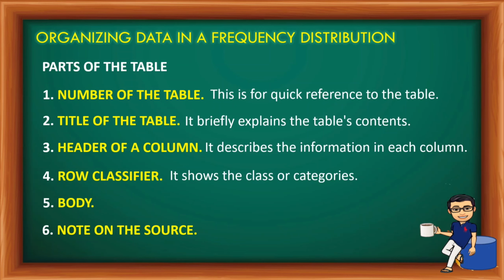Row classifier, it shows the class or the category. So dito, isusulat na natin sa row classifier yung classification. For instance, mga classes yung ilalagay natin between 1 to 5, 6 to 10, 11 to 15, and so on. Or the categories. Halimbawa, yung mga fruits, yung categories na pinag-uusapan, ilalagay natin yung mga fruits, or kung grade level ng mga enrolled sa isang school, so yun yung isusulat natin dun sa row classifier.